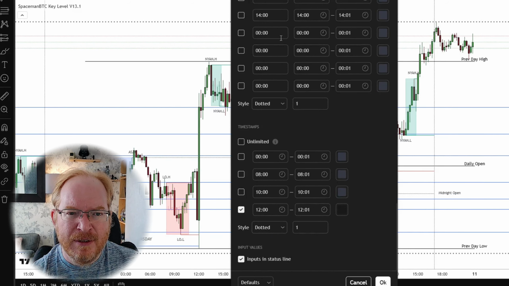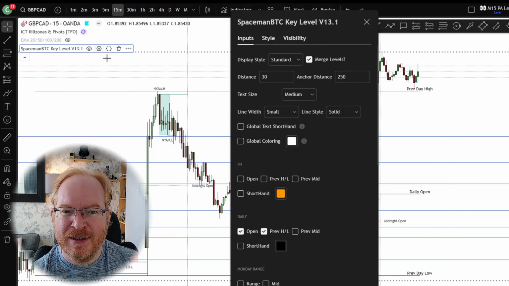And then the other indicator we use is SpacemanBTC key levels, version 13.1. And that draws on, let's bring it back here so you can see, all these key levels here. See? Previous day high, daily open, daily low. I don't need that daily open on. I had to reset that indicator because I accidentally deleted it off my chart. So I don't really need the daily open on, but it's there.